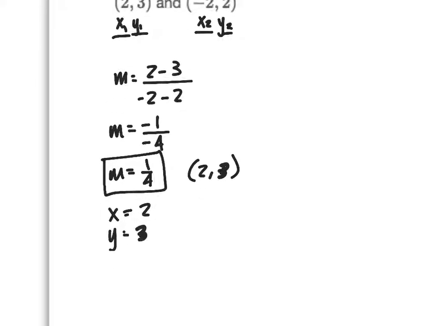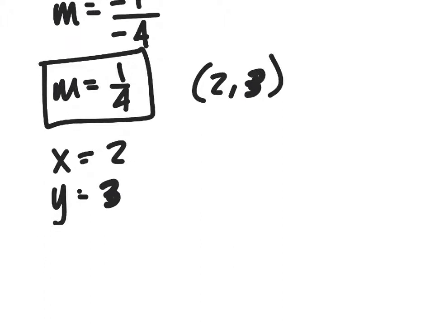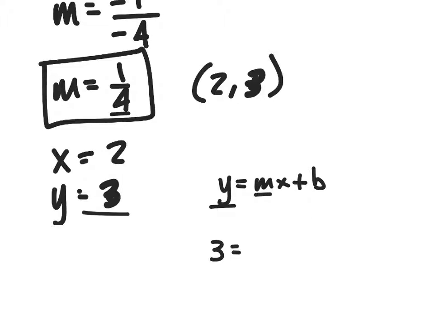All right, with that, I'm going to use y equals mx plus b. I'm going to substitute 3 in for y. So I get 3 is equal to 1/4, which is m, times x, which is 2, and then plus b. Now what I need to do is solve this for b.